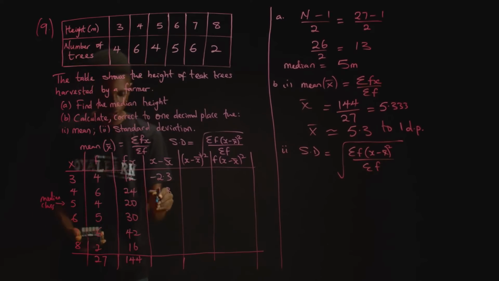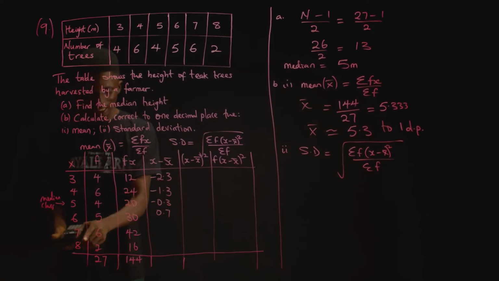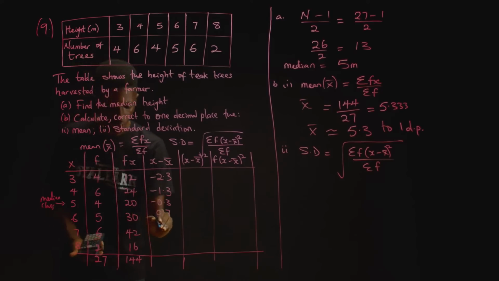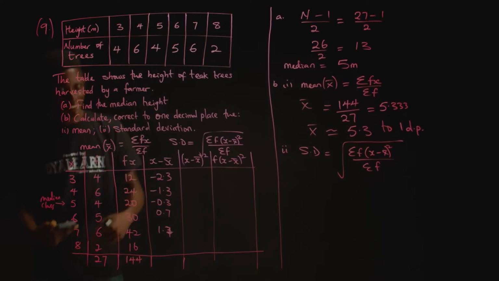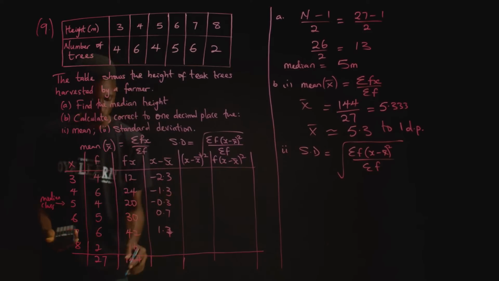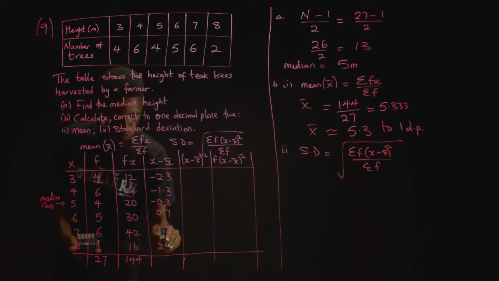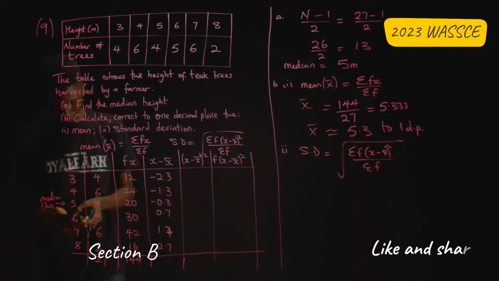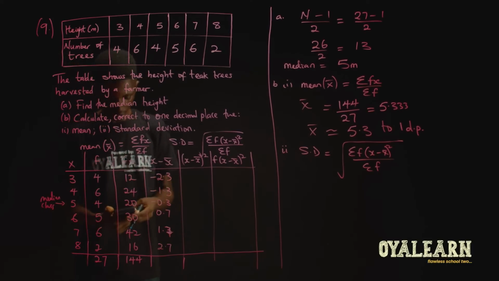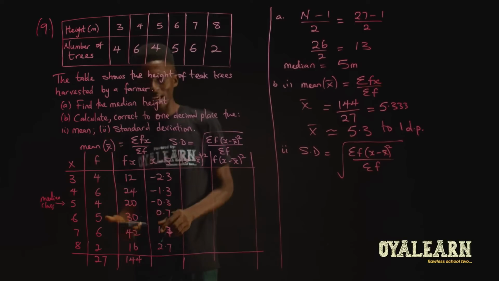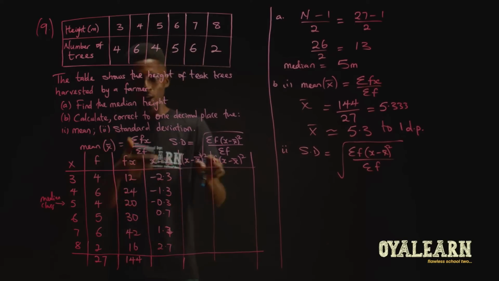5 minus 5.3 will give us minus 0.3. 6 minus 5.3 will give us 0.7. 7 minus 5.3 will give us 1.7. And then 8 minus 5.3 would give us 2.7. So now we've gotten x minus x bar. So we need to find the square of this, right?